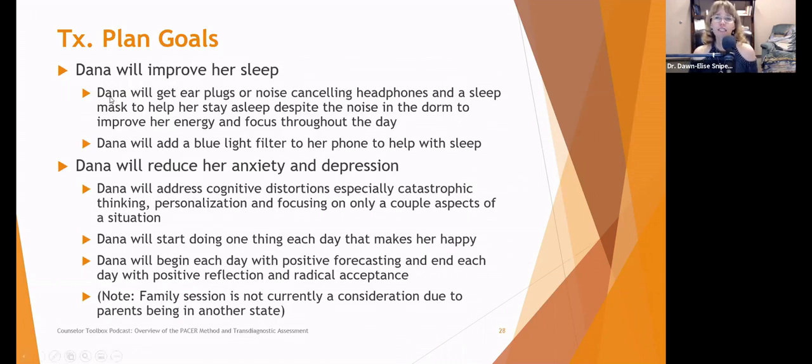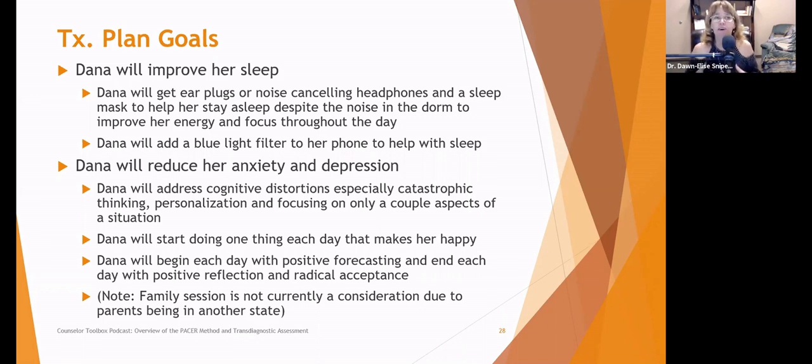Dana will improve her sleep by getting earplugs or noise-canceling headphones and a sleep mask to help her stay asleep despite the noise in the dorm. If you've lived in a dorm, you know that even if it's not your roommates coming in and out, there are doors opening and closing all night long and people coming and going. And that will help her improve her energy and focus throughout the day.